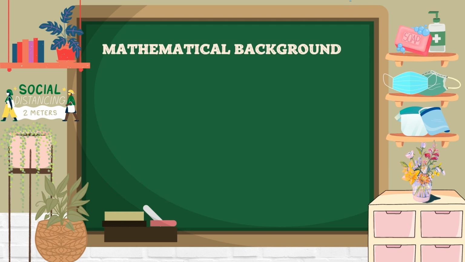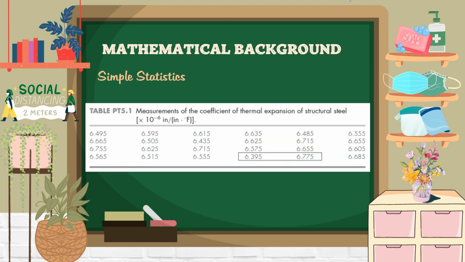So let's have a mathematical background. Here we will have some simple statistics. Suppose that in the course of an engineering study, several measurements were made of a particular quantity. For example, table PT 5.1 contains 24 readings of the coefficient of thermal expansion of a structural steel. Taken at face value, the data provides a limited amount of information, that is, that the values range from a minimum of 6.395 to a maximum of 6.775.